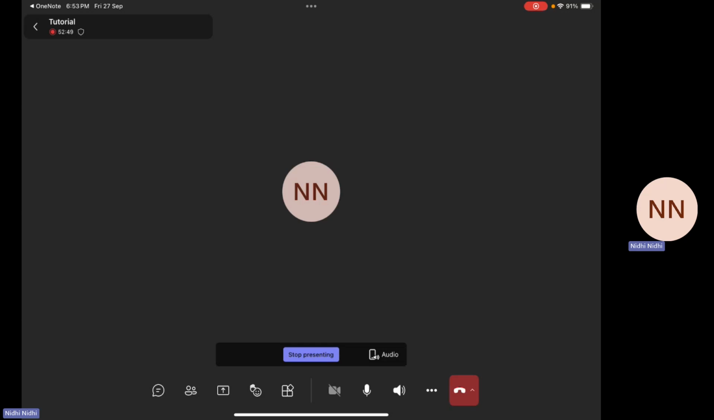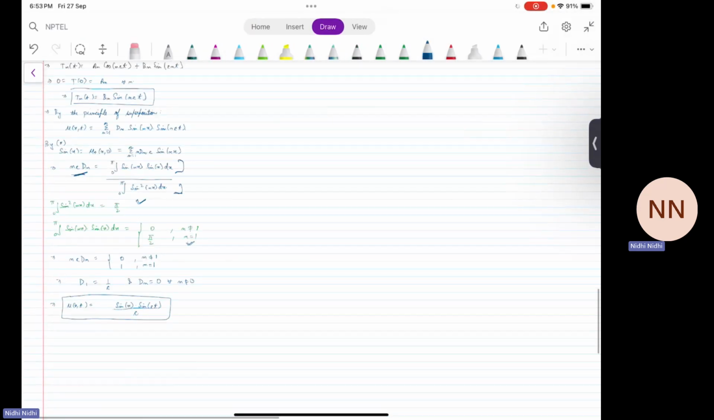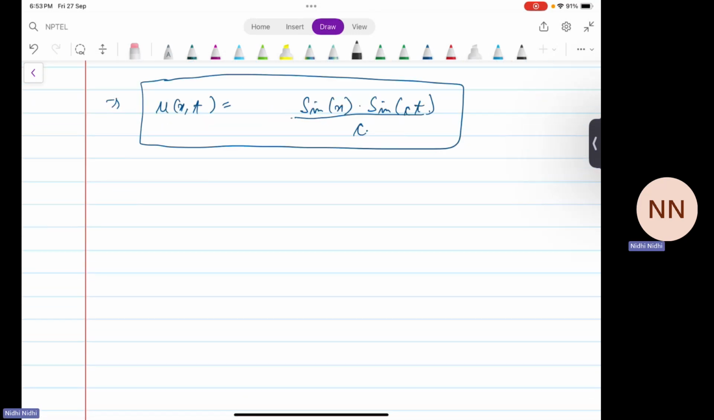Let's move to the next question. Next, we'll see a problem related to the infinite length string. There we won't be using the method of separation of variables. Instead, we'll be doing some substitution.